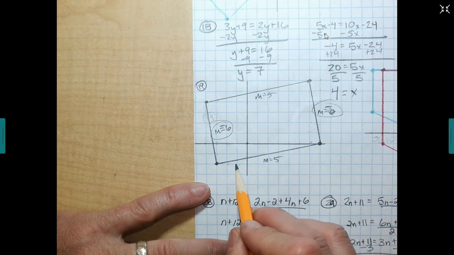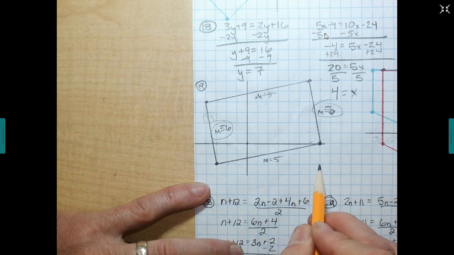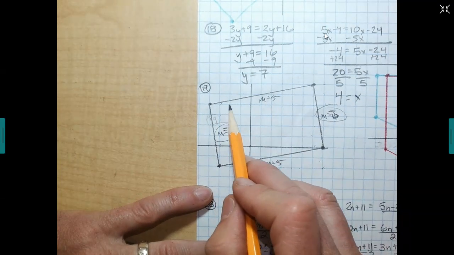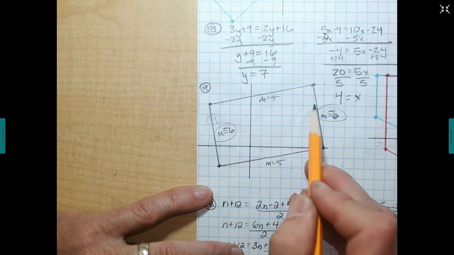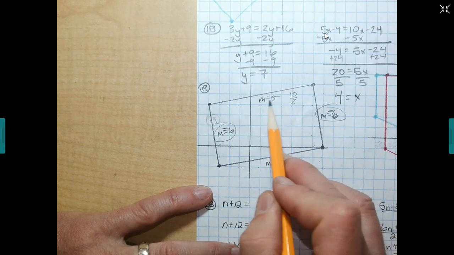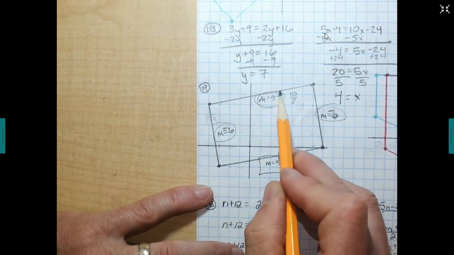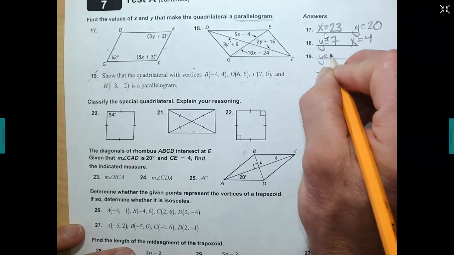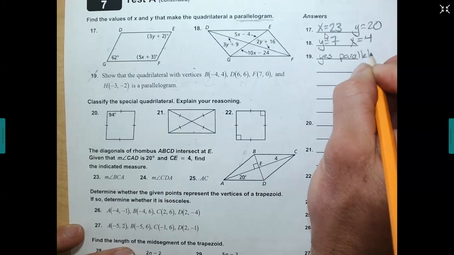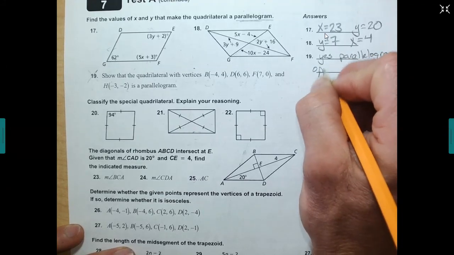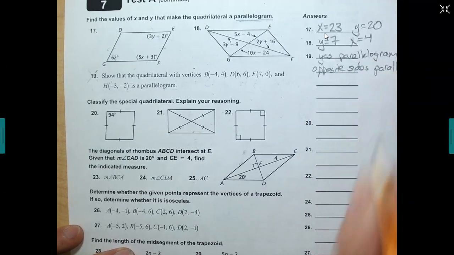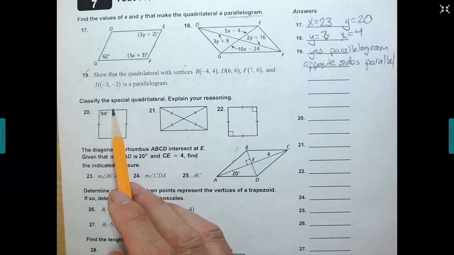Now let's check this. 1, 2, 3, 4, 5, 6, 7, 8, 9, 10. 1, 2. So this is a positive 5 slope. 10 over 2. 1, 2, 3, 4, 5, 6, 7, 8, 9, 10. 1, 2. So positive 10 over 2 is 5. So those two slopes are the same. So yes, it is in fact a parallelogram, opposite sides parallel.